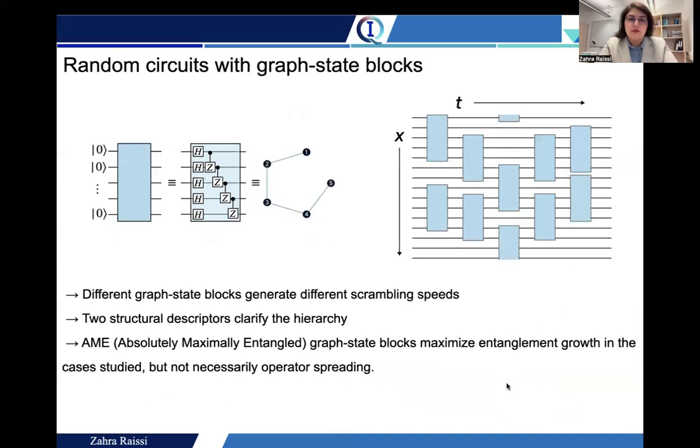Now, allow me to present a summary of our work. Our model discussed random circuits with graph state blocks. Different graph state blocks generate different scrambling speeds. We needed 2 descriptors to clarify the hierarchy. We also notice that absolutely maximally entangled graph state blocks maximize entanglement growth in all of the cases that we discussed and studied in our paper. However, not necessarily operator spreading.